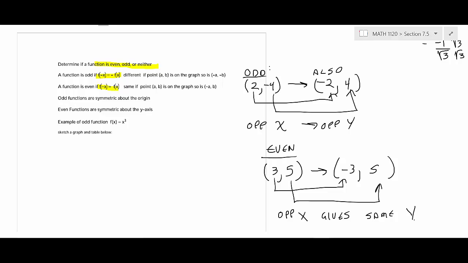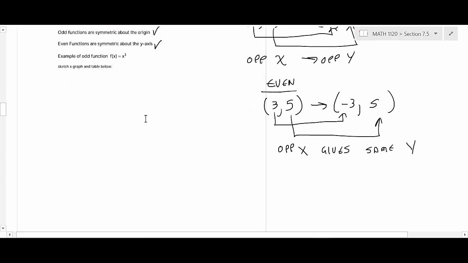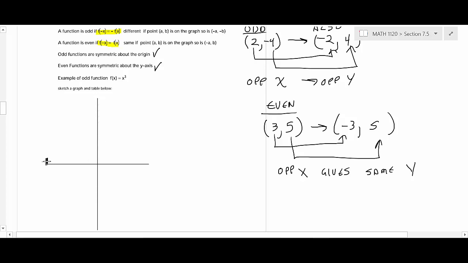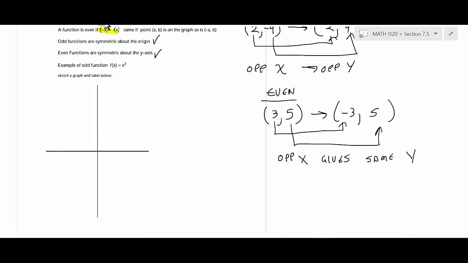Okay, that's the best way to reason this out, is to learn it that way, I think. Now, odd functions are symmetric about the origin. I'll give you an example of that in just a minute. And even functions have a symmetry about the y-axis. So what I'm going to do is have you do a graph to kind of get us going on this. We're going to graph y equals x to the third.